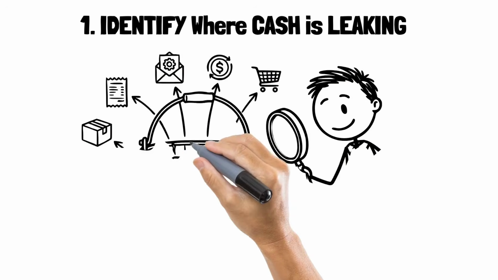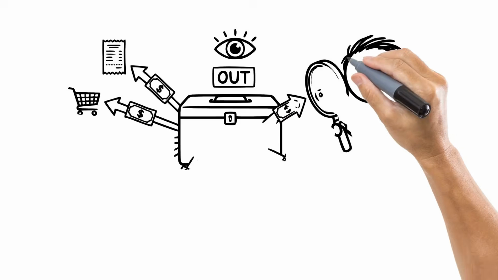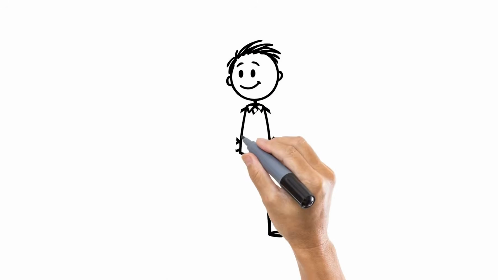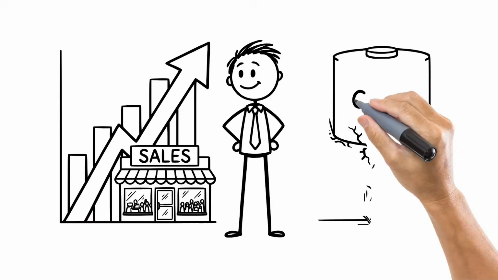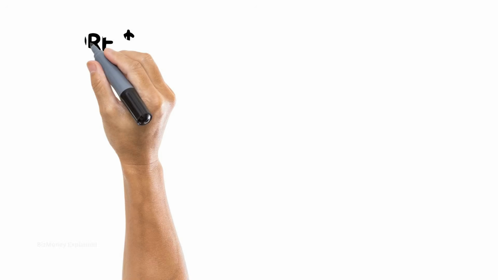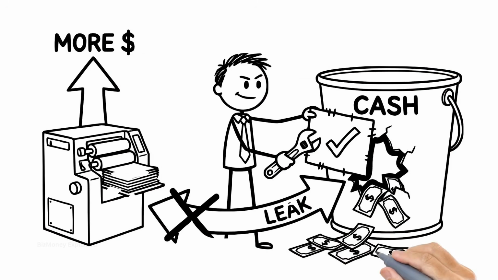Number 1. Identify where cash is leaking. The first step toward positive cash flow is understanding exactly where your money is going. Many business owners focus almost entirely on increasing sales while ignoring the hidden leaks that quietly drain cash every month. Before trying to make more money, you need to stop losing the money you already have.